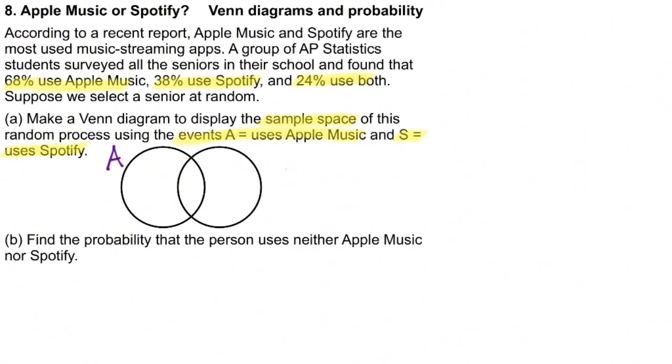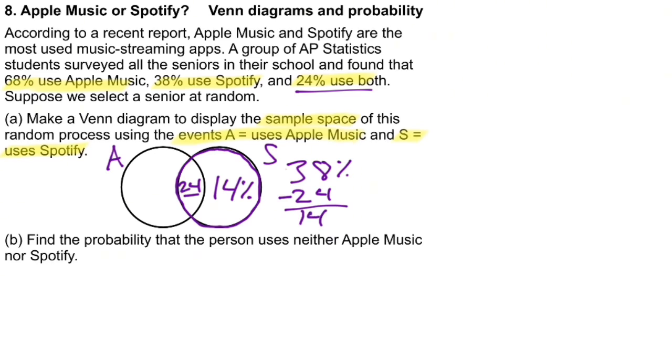We have event A for Apple Music and S for Spotify. 24% use both, so that's going to go in the middle for the intersection. And since the entire circle for Spotify is supposed to be 38%, but we already accounted for 24 of them in the intersection, we are just going to subtract, and that is going to give us 14%. And then with the same logic, we do that with Apple Music. The entire circle represents the 68% of people that use Apple Music, but we are going to take away the 24% that use both because we don't want that overlap to be counted twice, and that is going to bring us down to 44% of people who only use Apple Music.